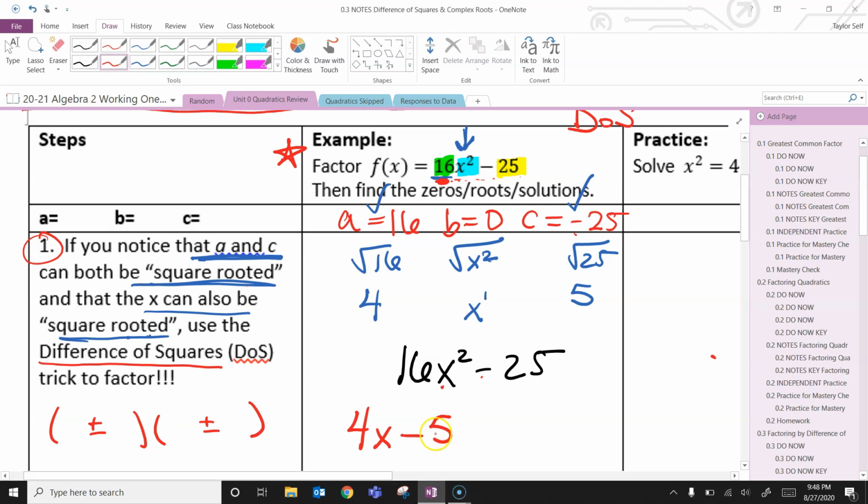And then we have to copy this. We're going to copy this because we need a second one. 4x plus 5. And you flip the sign.